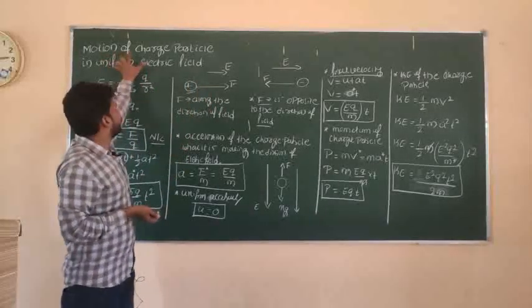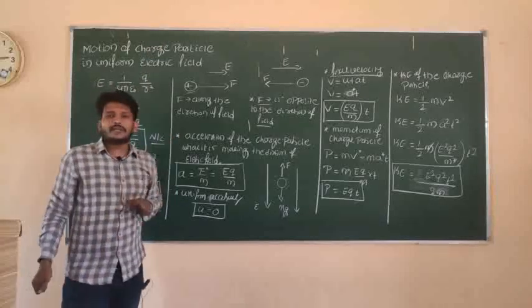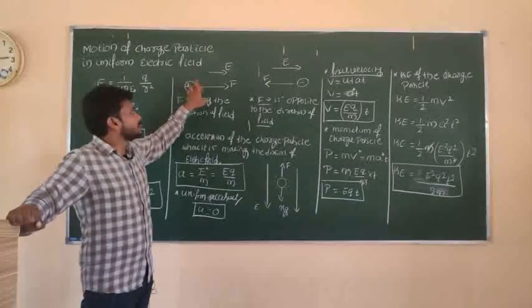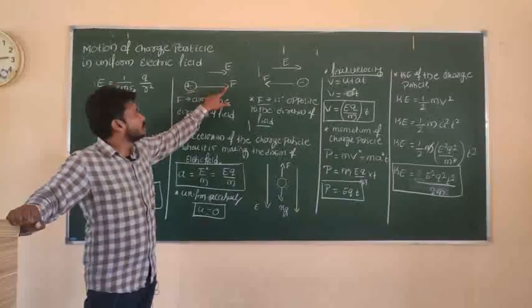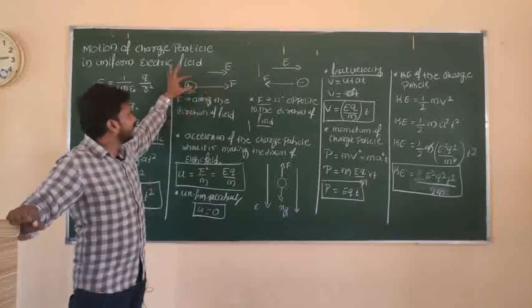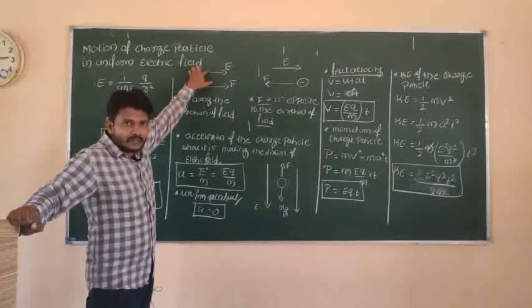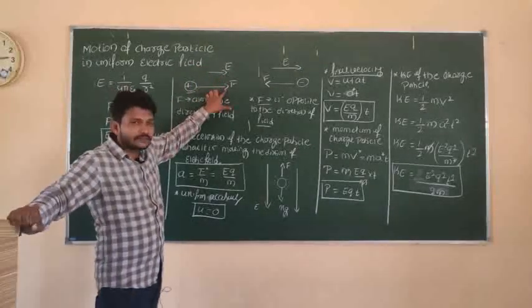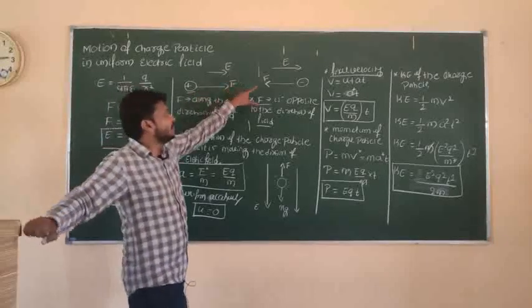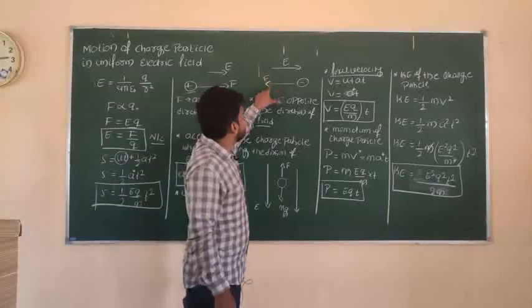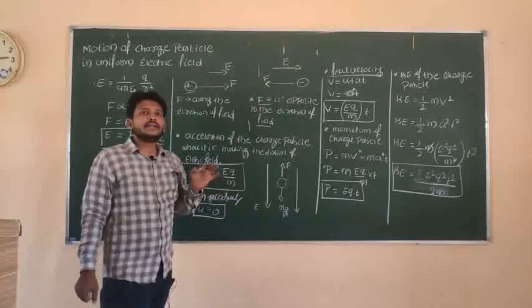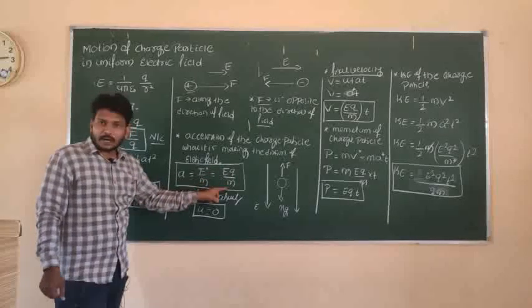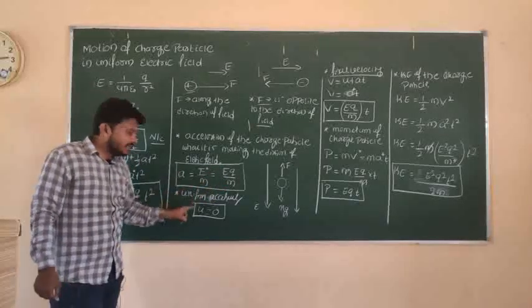So in case of motion of a charge particle in a uniform electric field, first I will consider that if the charge particle is positive, then direction of the force is along the direction of the electric field. If I place the charge particle in a uniform electric field, then force experienced by the charge particle is along the direction of the electric field for the positive charge, and for the negative charge, force experienced is opposite to the direction of the electric field. What about the equation for acceleration of the charge particle? E into q by m here, where that acceleration is uniform.